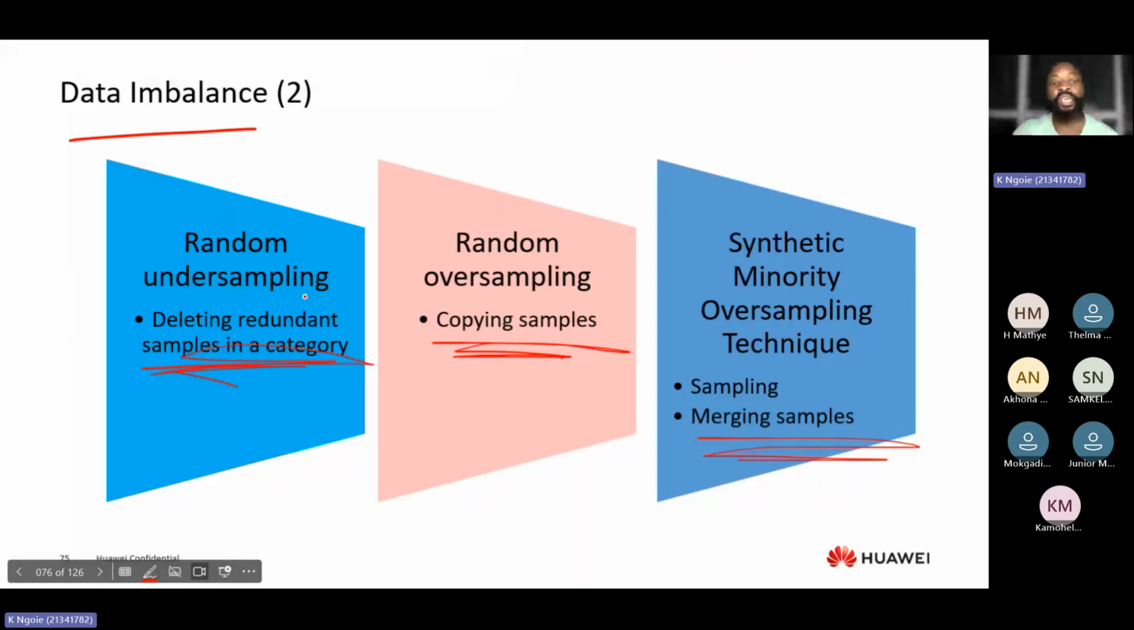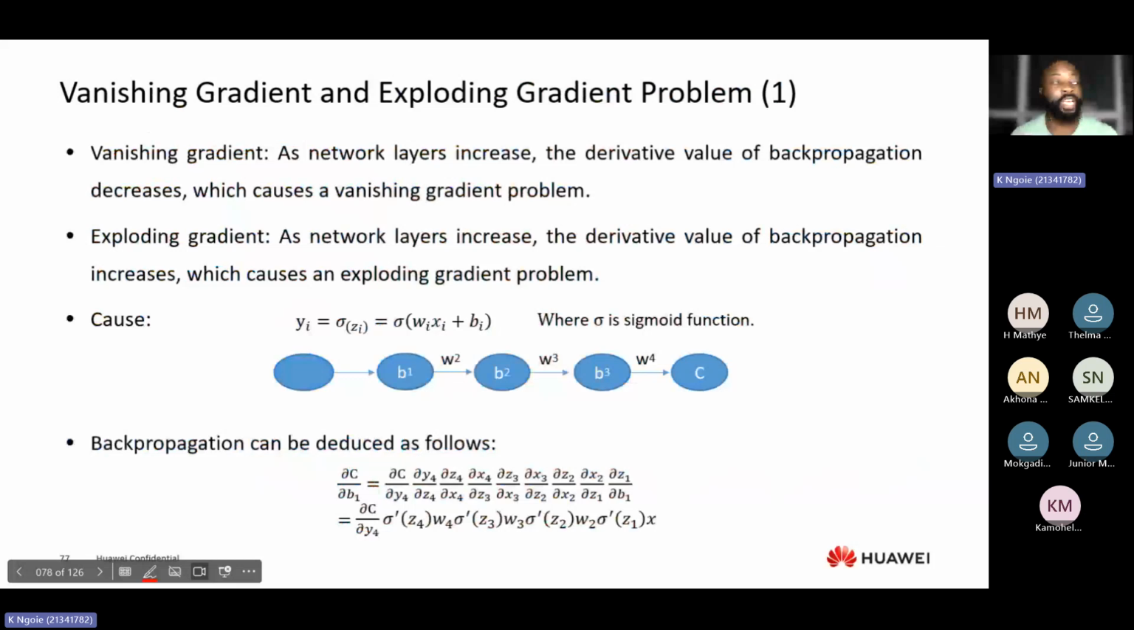We need to maybe do a random undersampling. That means we're going to delete certain samples. We can do an oversampling. It means we can add more samples, or we can merge it or do different things. So that's the first problem we have, a data imbalance.